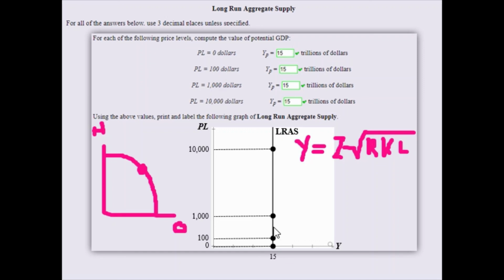So we're on a vertical line. Long-run aggregate supply is a vertical line, right? And if the economy is on this vertical line, then the economy is on this curve.